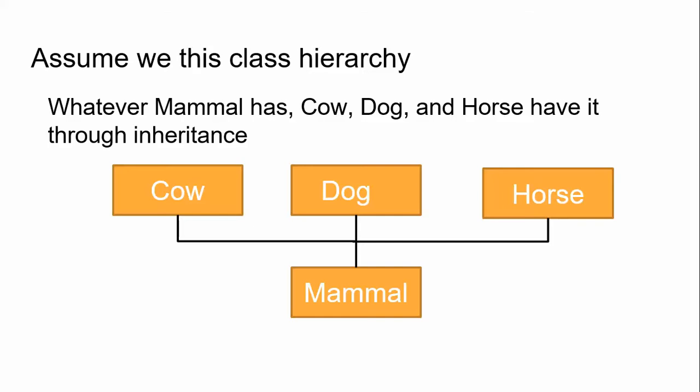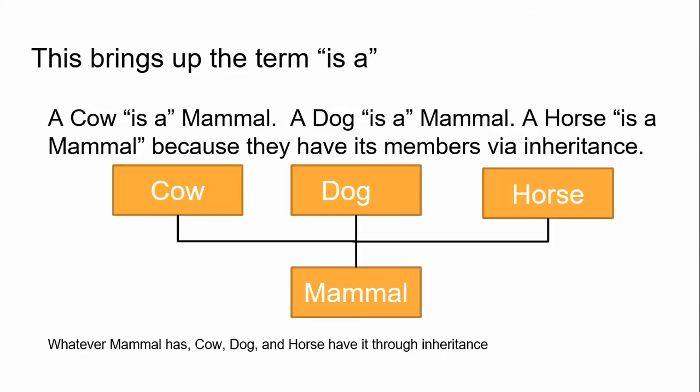A cow, a dog, and a horse are all mammals, just like a text box, a label, and a combo box are all types of controls. And if they all have that same set of public functions, then we should be able to treat them as though they're all the same type of object. That's what polymorphism is. You can treat many things as though they're the same type of thing. So that's what this slide is all about. A cow is a mammal, a dog is a mammal, a horse is a mammal.